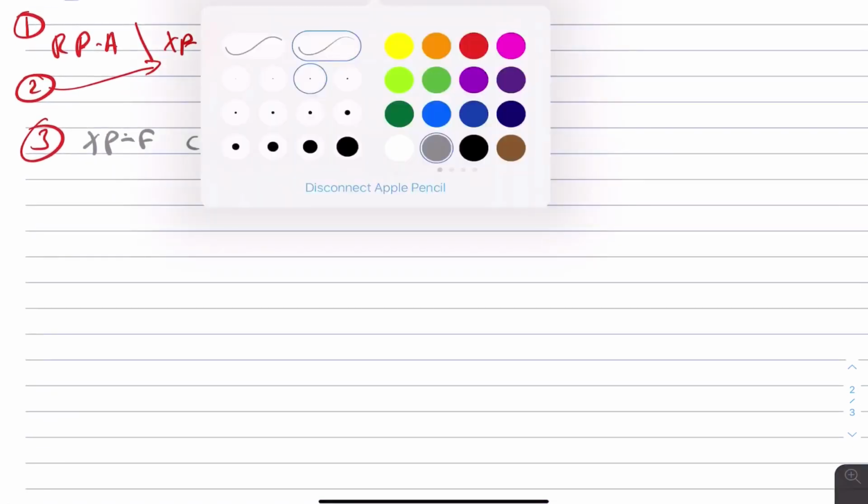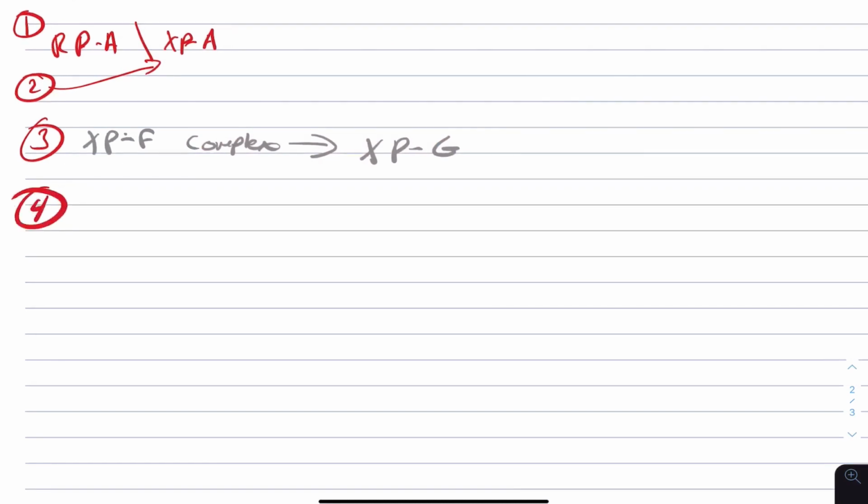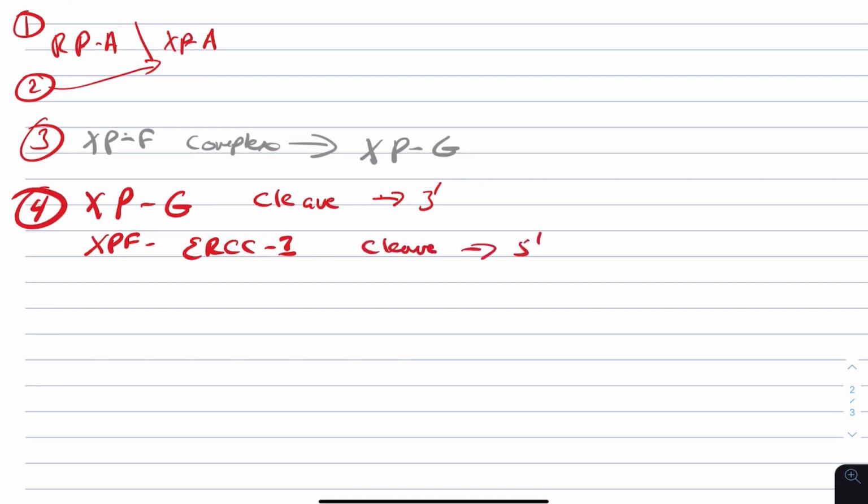Now, for the fourth step, we have XPG. XPG is going to end up cleaving towards that 3 prime end. And the XPF, actually, it's ERCC1, ends up cleaving towards the 5 prime end. Okay, so this is the fourth step.